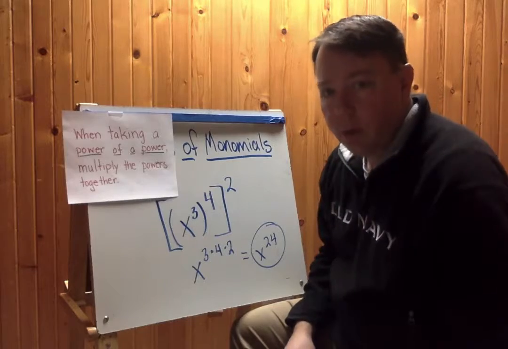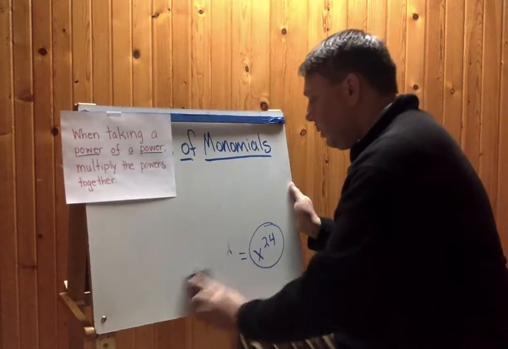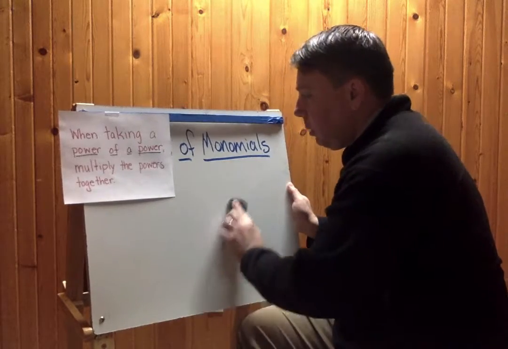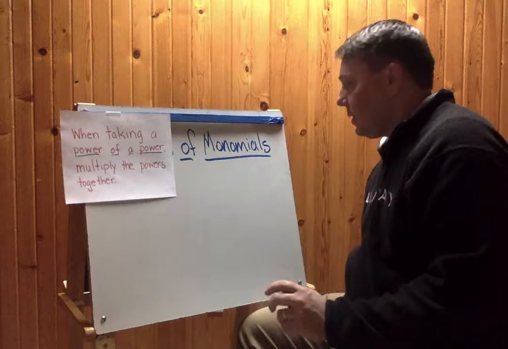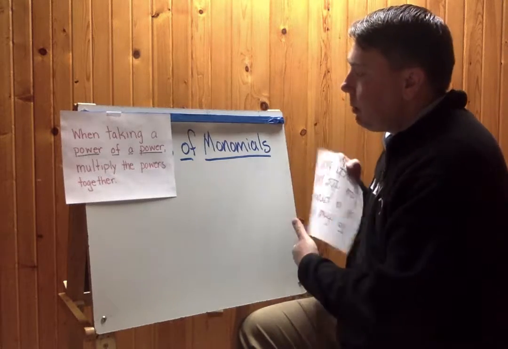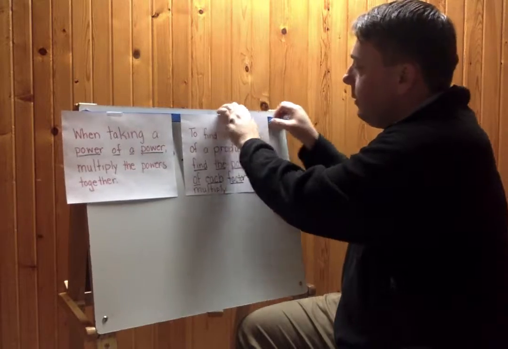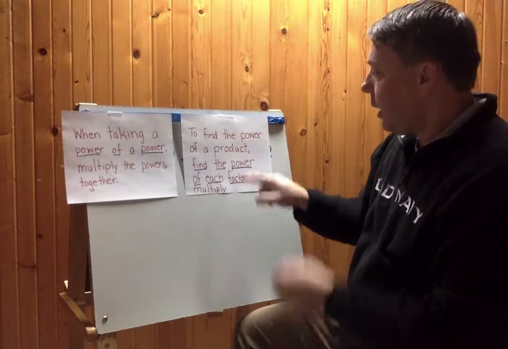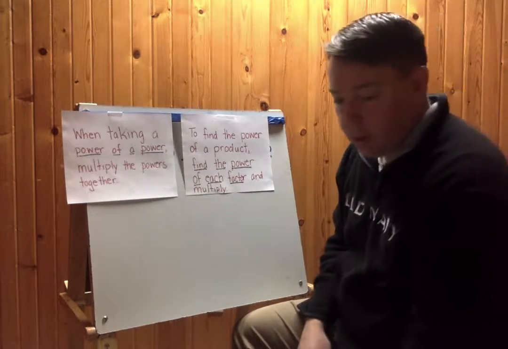Now the second rule that we're going to work on today is a little more work, and it's what you do when you have a monomial with more than one term. In that example, we just had an x as the base, but a lot of times your monomial does have multiple bases. So to find the power of a product, find the power of each factor and multiply.